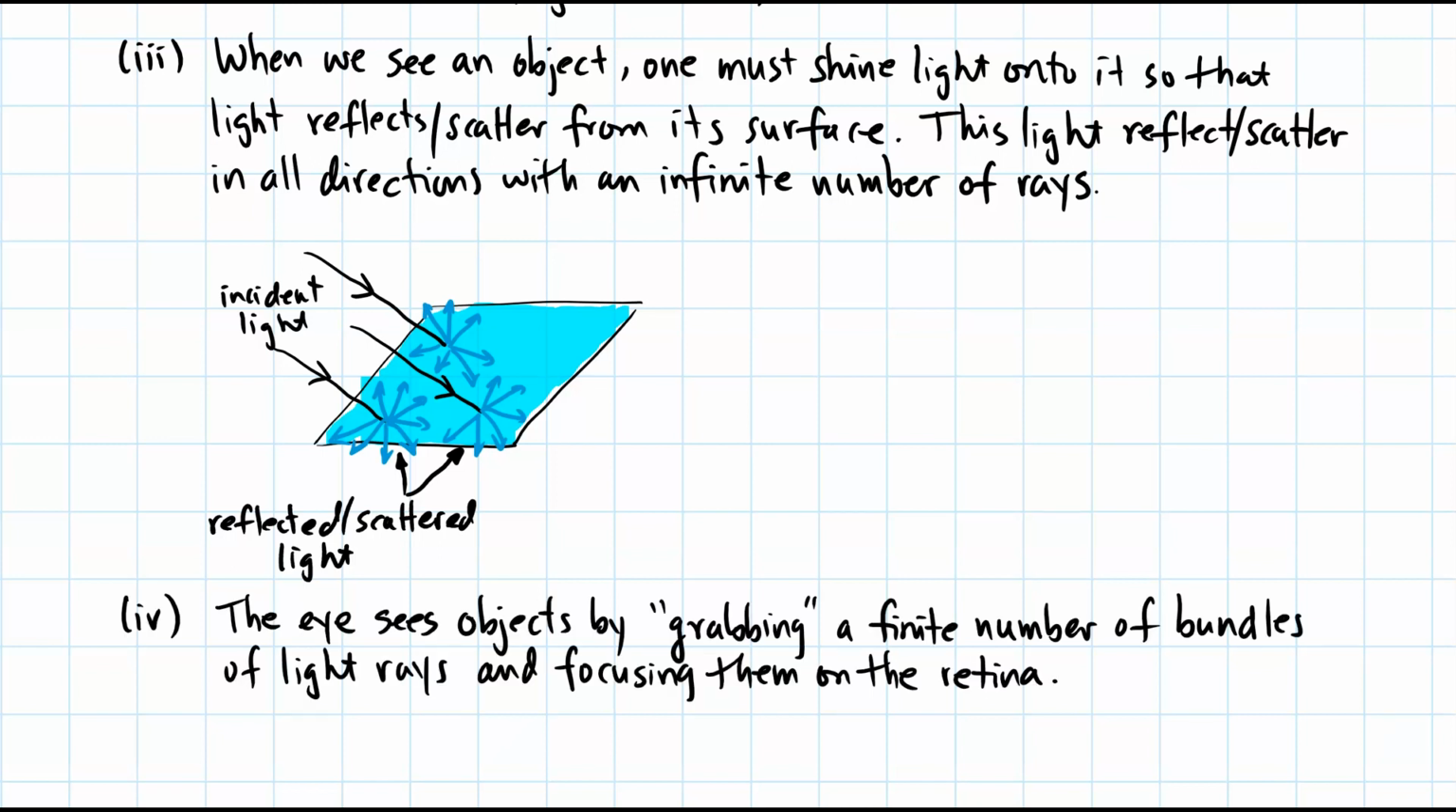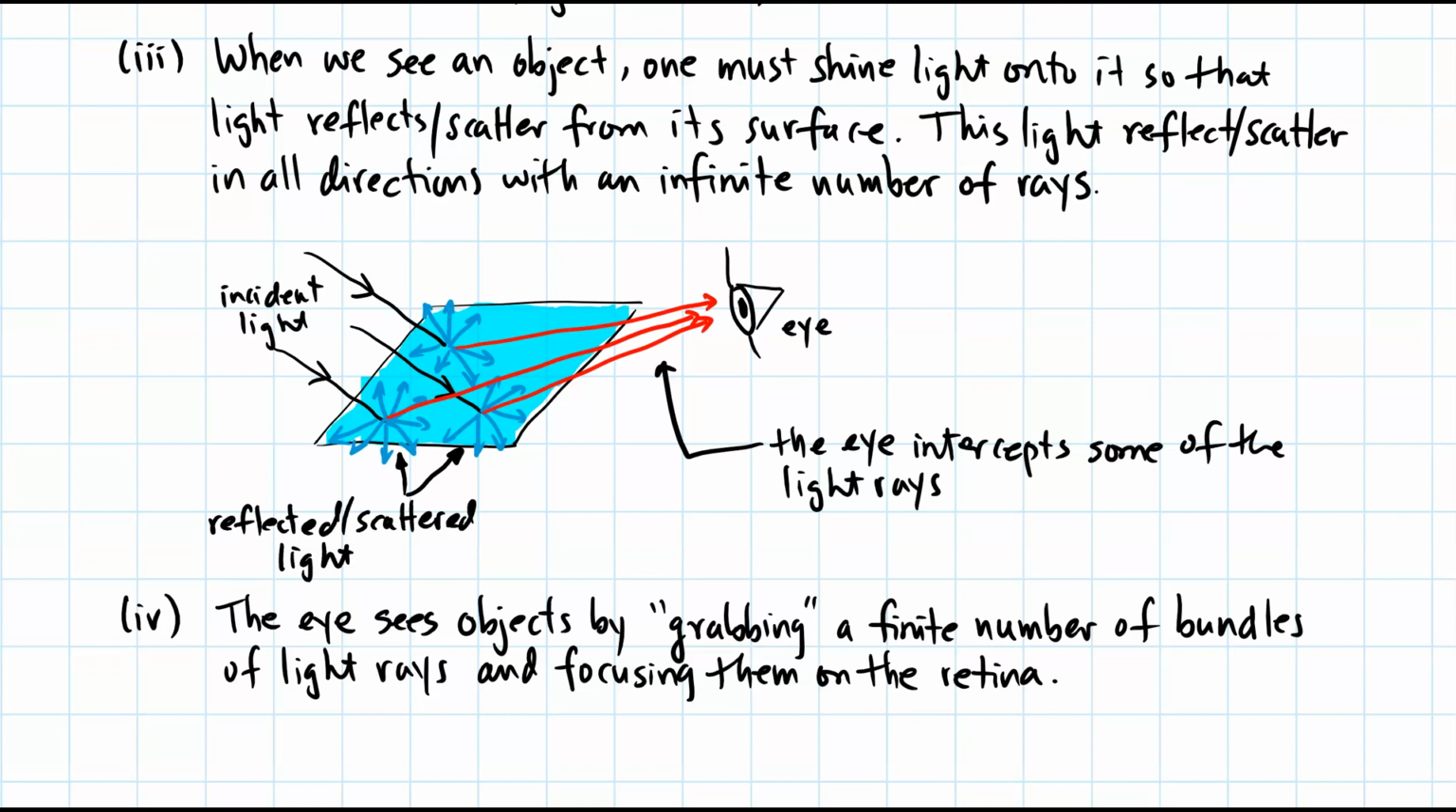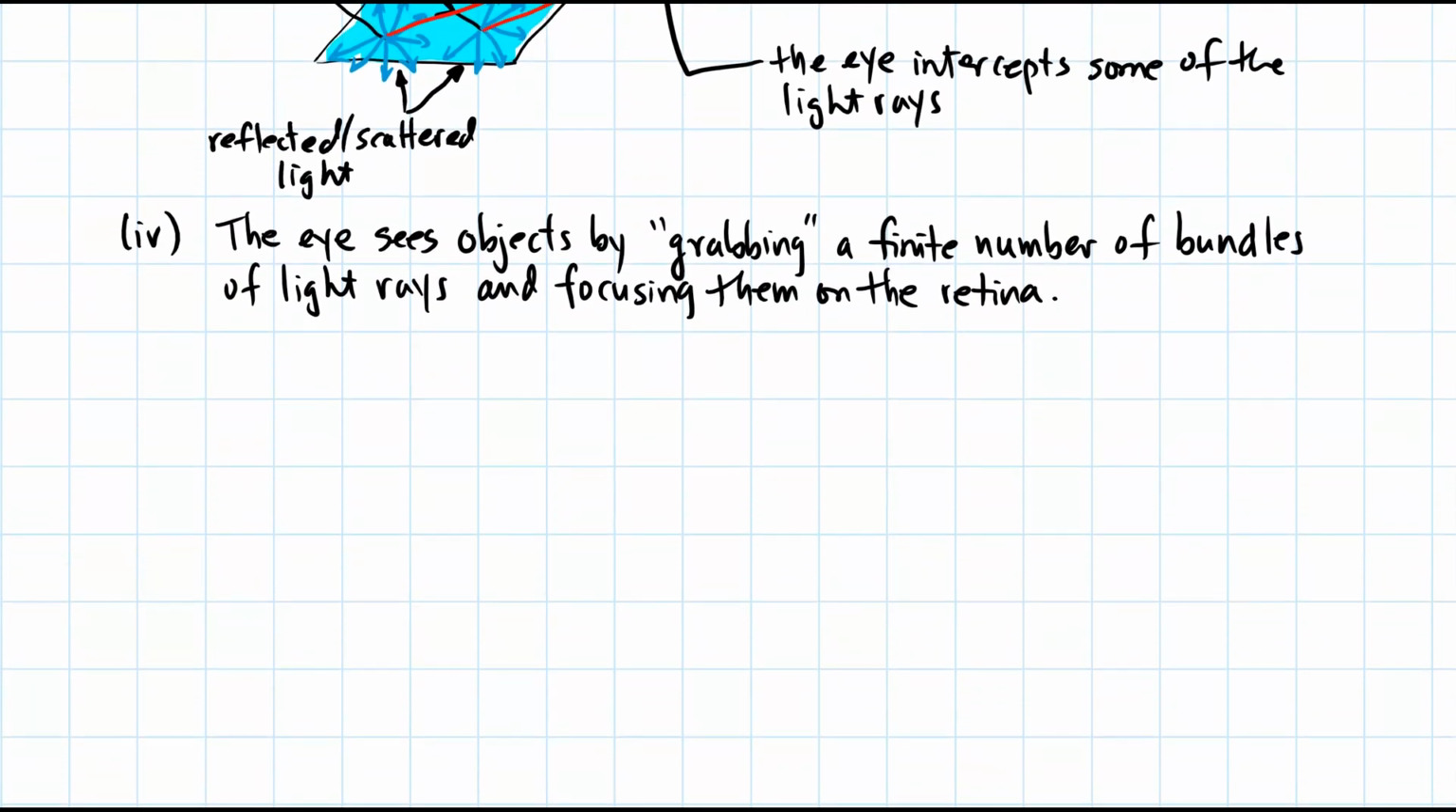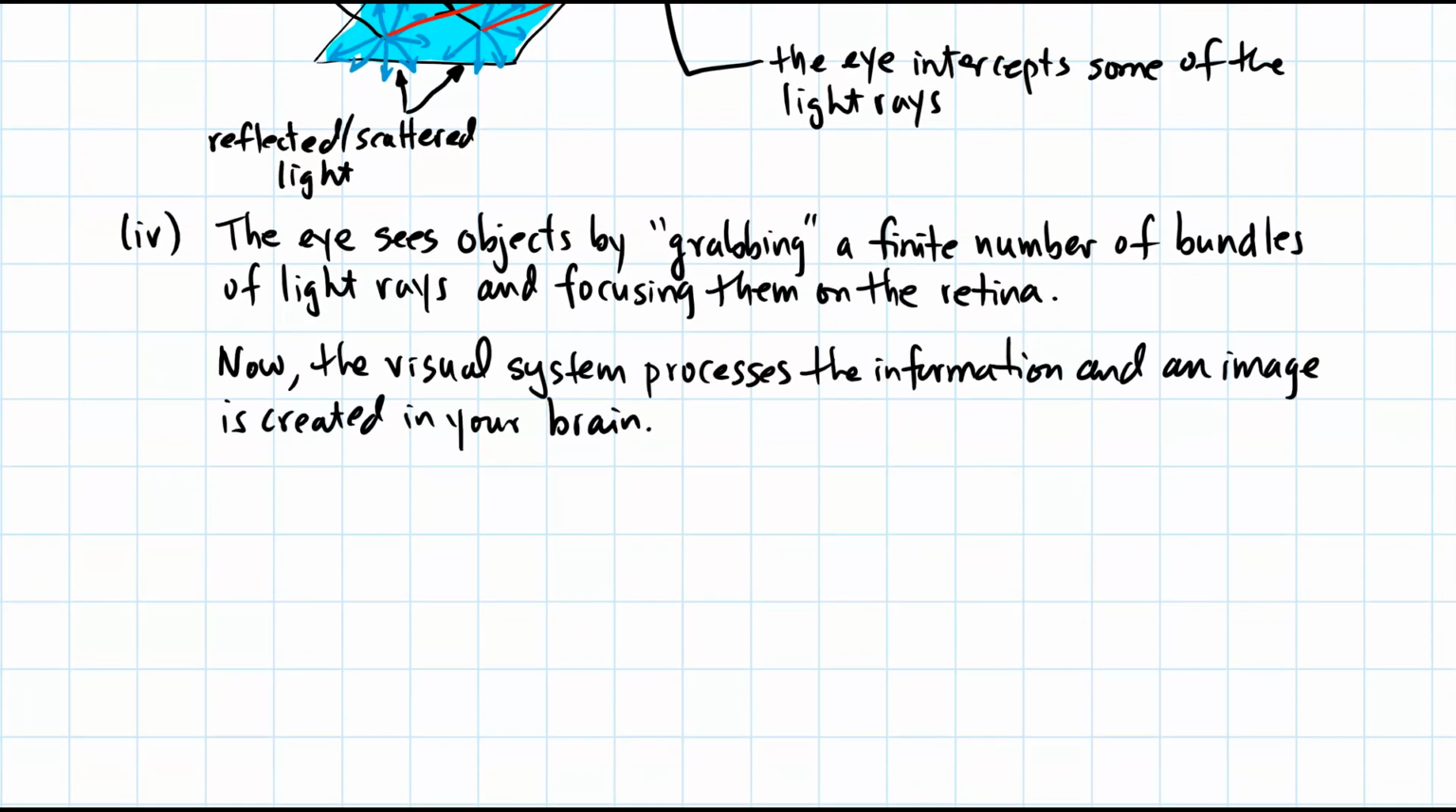The eye sees objects like this blue piece of paper by grabbing a finite number of bundles of light rays and then focusing them on the retina. So my eye then does the following thing. These red beams here are from each of the scattering spots. The eye intercepts some of these light rays, and this is what's focused on the back of your eye, the retina. So what happens now is that your visual system processes the information provided by the light, and an image is created in your brain.